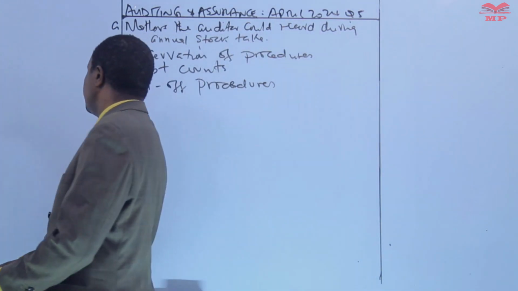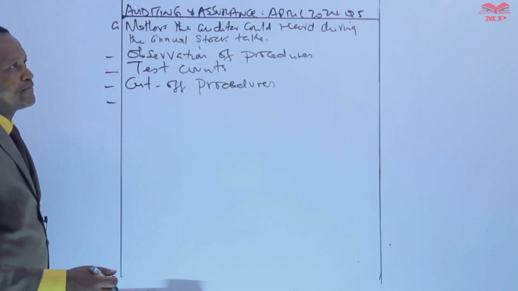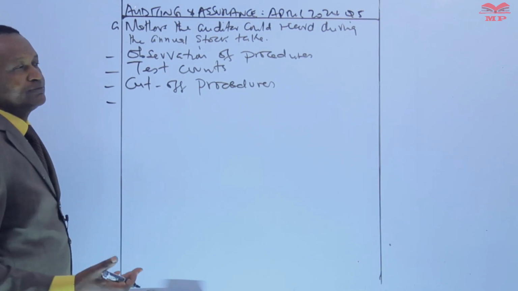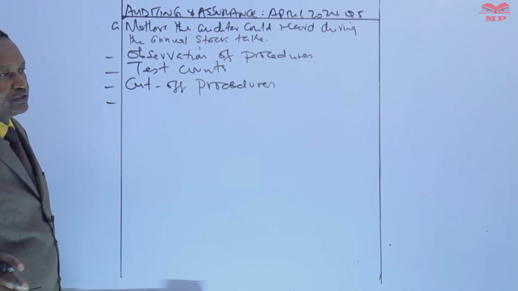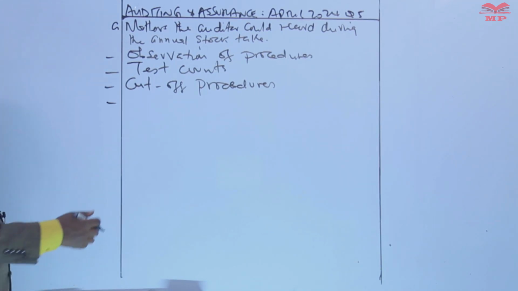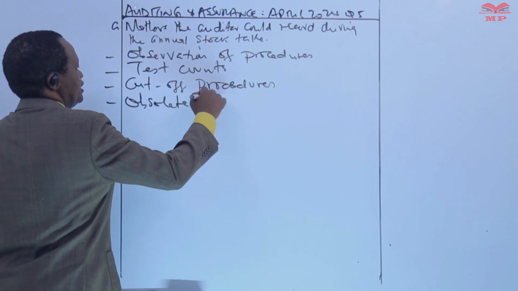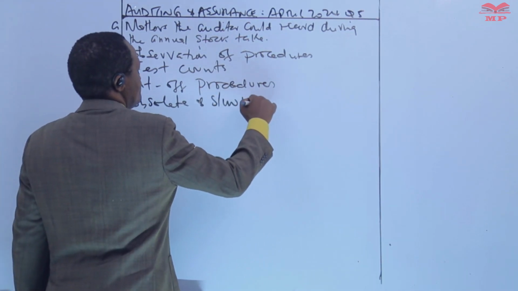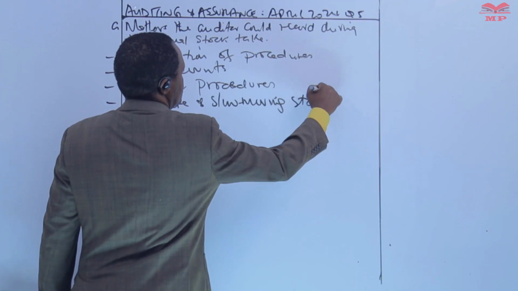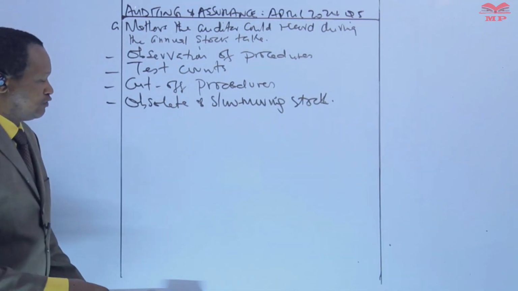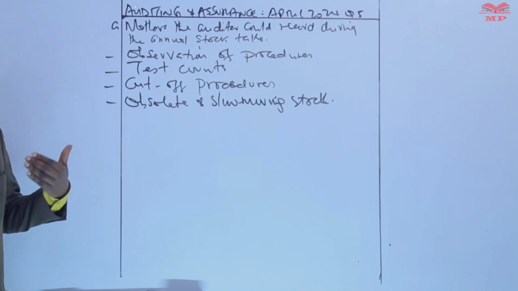So there are many matters, candidates, including the obsolete items, the slow moving stocks, and so on. Obsolete and slow moving stock should be part of what is documented in his audit working papers.